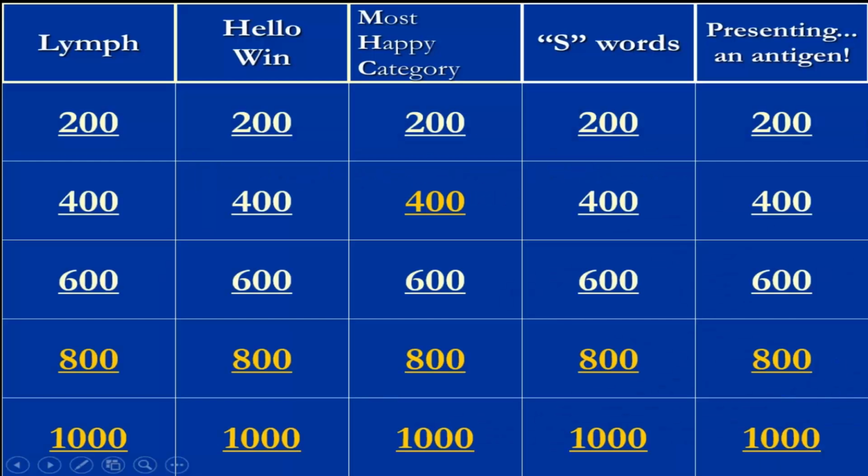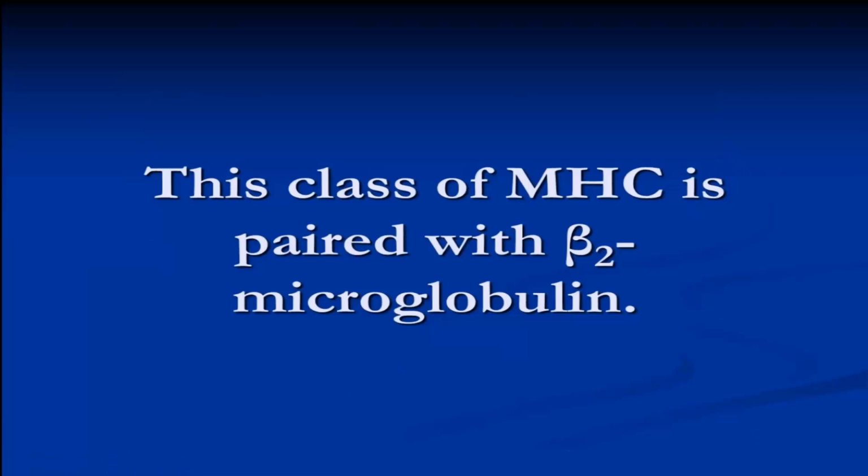Sure. This class of MHC is paired with beta 2 microglobulin. Well, in that case, I'm going to go with what is class 1. Boom.